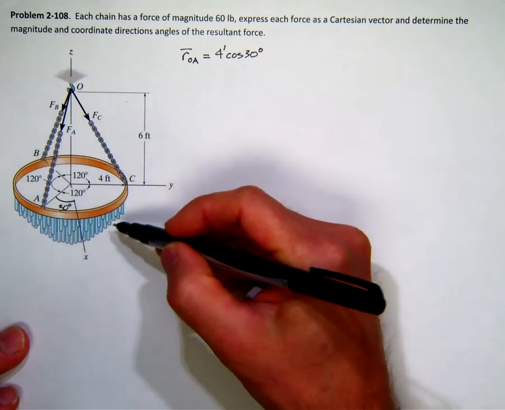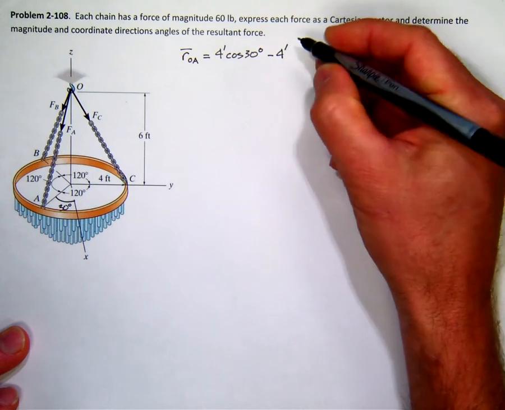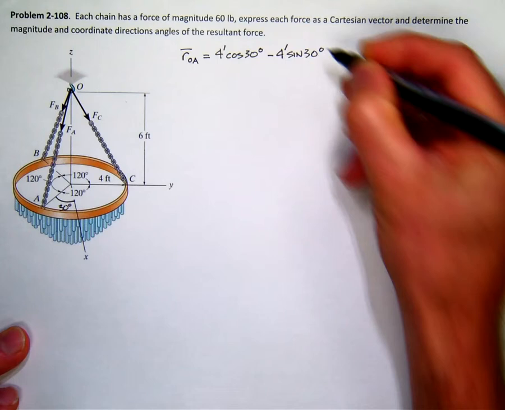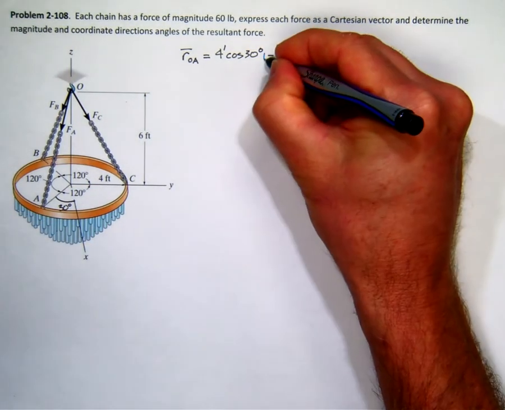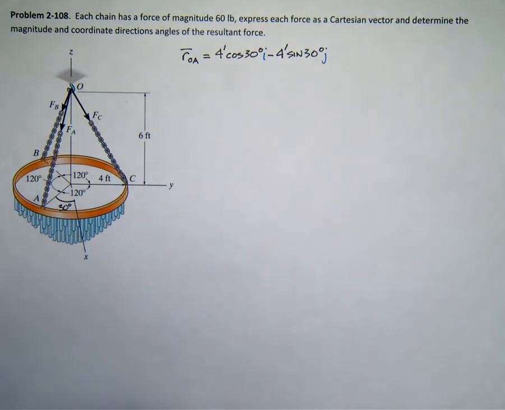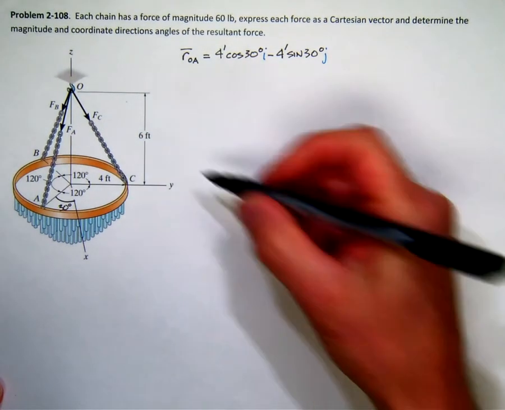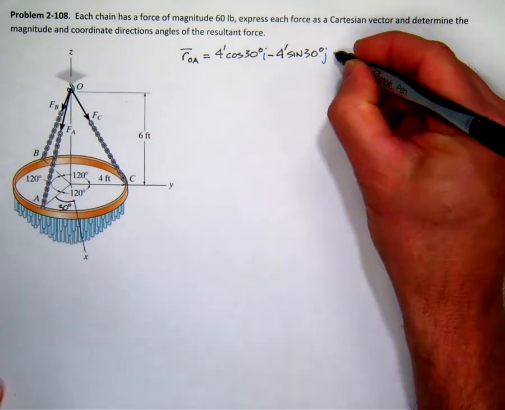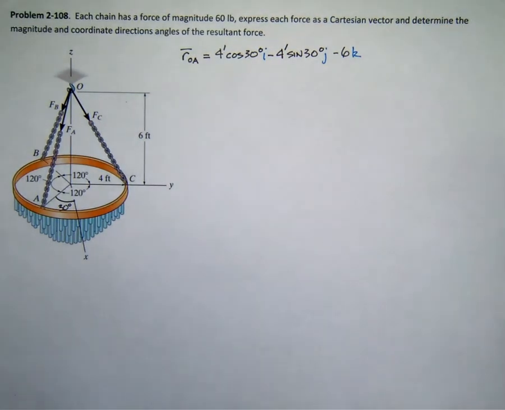The y component is going to be positive or negative? Negative. So we'll say minus, and that'll also be 4 feet, and that'll be the sine of 30 degrees. You guys see that? I'll just do them in different colors to denote that those are vectors. And then finally, my z component is what? All the z components from O down to this plane are 6 feet. So this will be minus 6, and that'll be in the k direction. Is that okay with everybody?